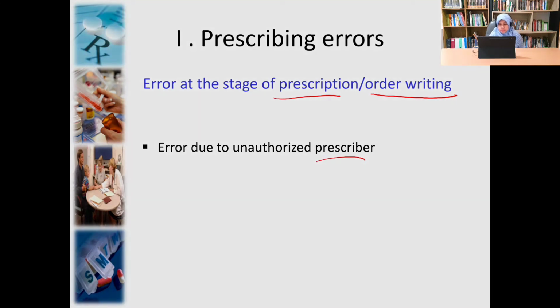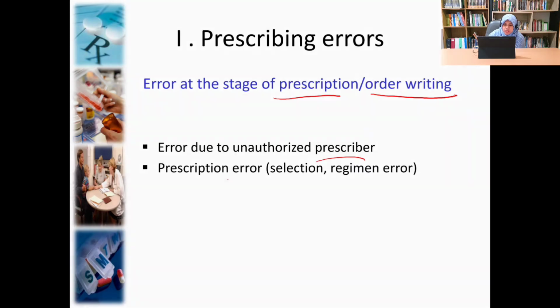It can be a prescription error, a selection or regimen error. Actually, these prescribing errors involve the physician or the prescriber. To prevent this error, what is the role of the pharmacist? Pharmacists have an important role to remind and confirm with the doctor or physician to revise or change the regimen or drug selection.